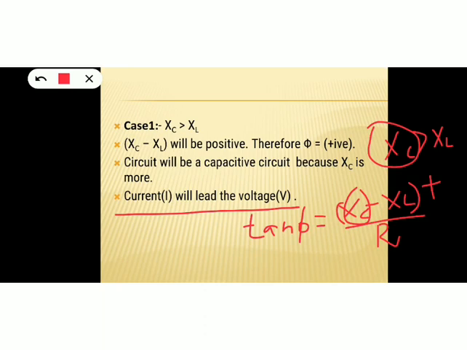Since it is an LCR series circuit, there can be different possibilities. Sometimes it will behave like a capacitive circuit. Some other times it will behave like an inductive circuit. So what is the condition for an LCR series circuit to behave like a capacitive circuit and an inductive circuit? So if XC is greater than XL, that means capacitive reactance is greater than the inductive reactance, tan phi will be positive and the circuit will be a capacitive circuit because XC is more. Current will lead the voltage in a capacitive circuit.